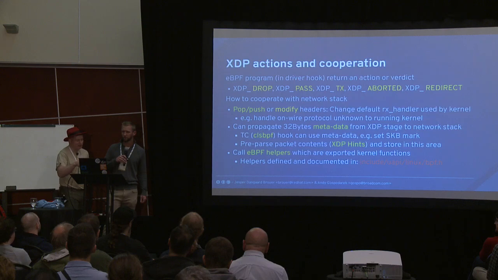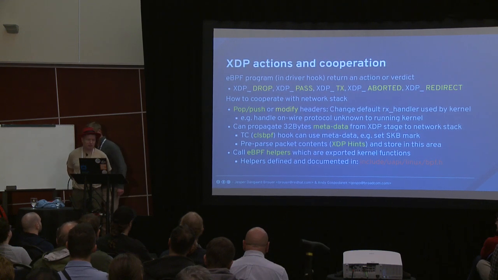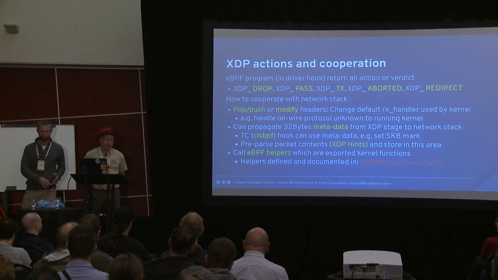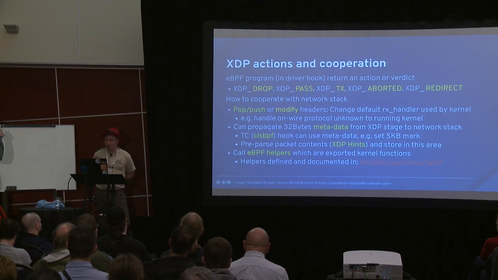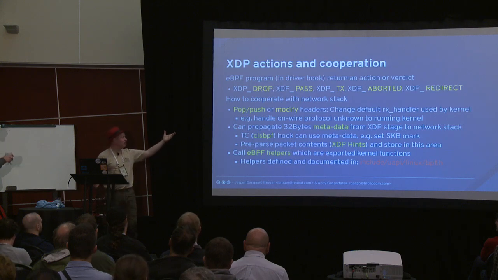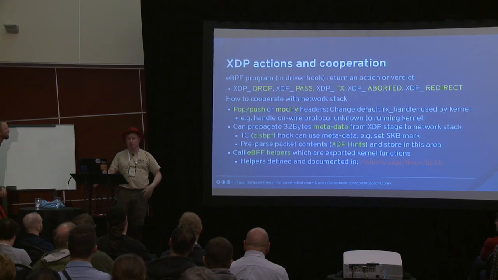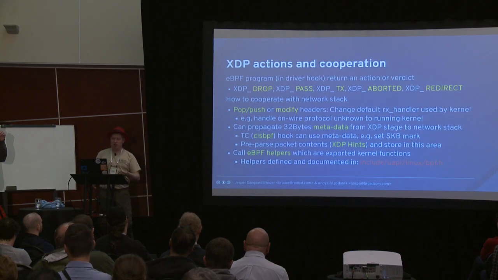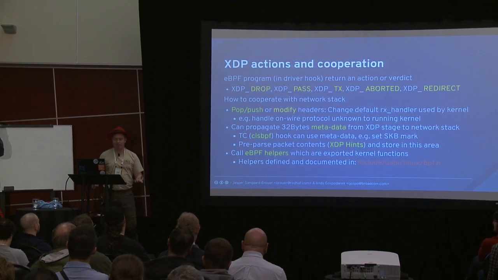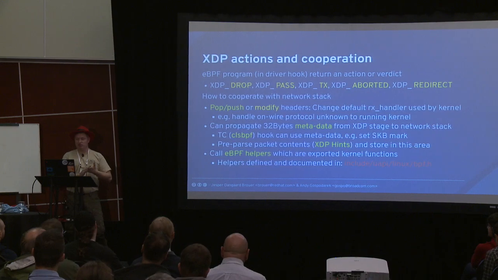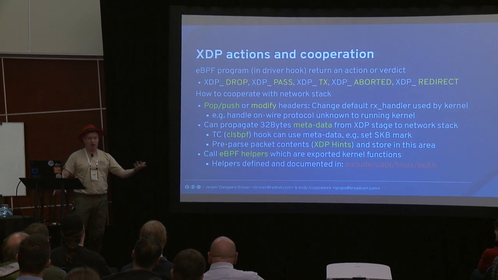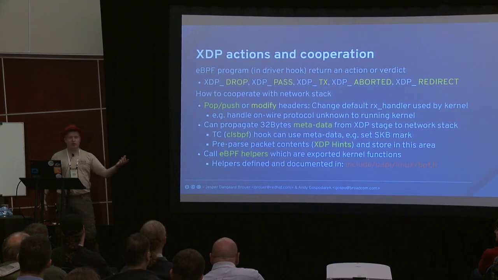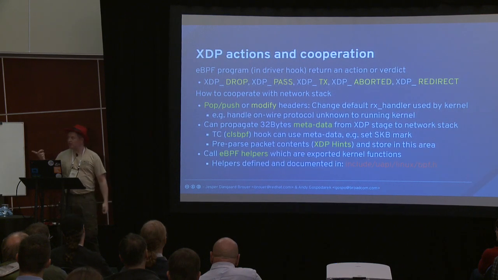Yeah, I want to cover the next one. So how can you actually cooperate with the network stack? The power of being able to modify the packet is quite good, because even though XDP pass seems like you just want to pass it on to the stack, you can pop and push headers and modify them. If the kernel doesn't know a specific on-wire protocol, you can remove it, or map it into something the kernel actually understands. I think you had a good use case for that.